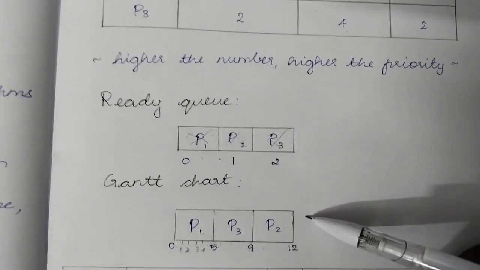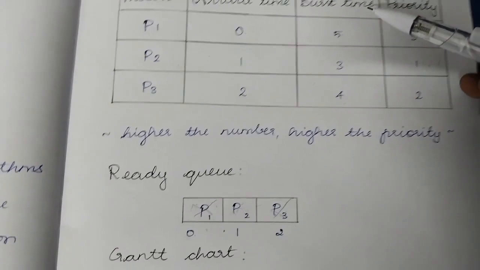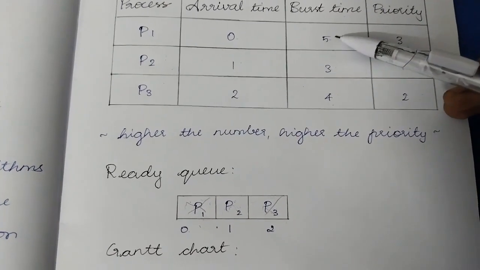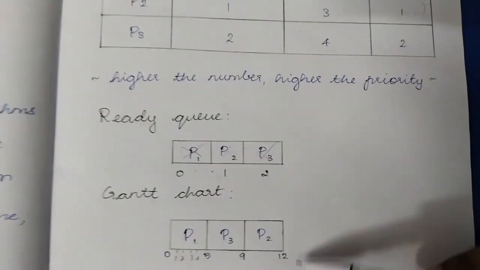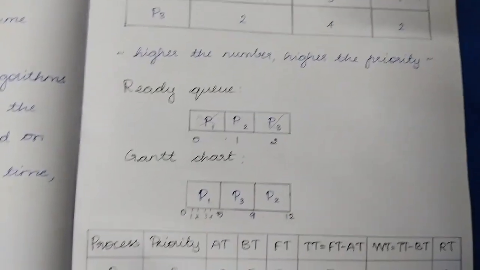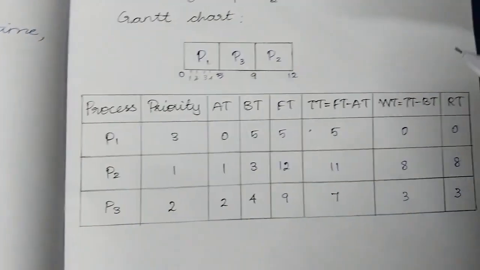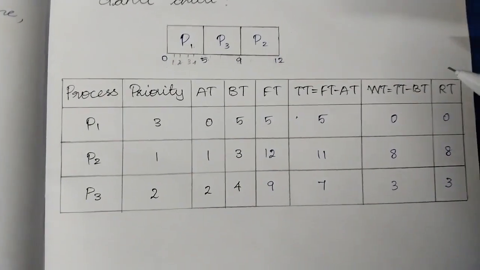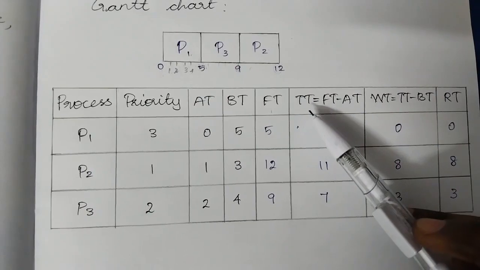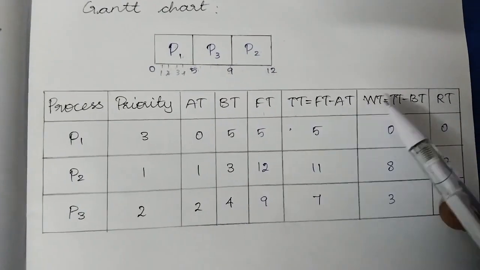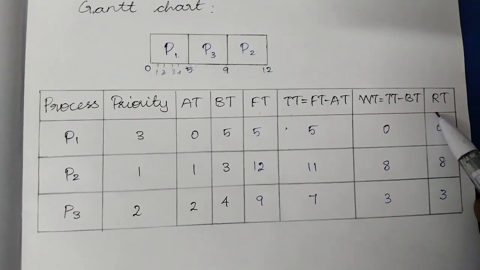To check if our Gantt chart is correct, we can check with the sum of burst time. So 5 plus 3 plus 4 equals 12. So we have gotten 12, so we have done the Gantt chart correctly. Let's move on to the table. We have to find FT, meaning finish time, turnaround time, waiting time and response time.